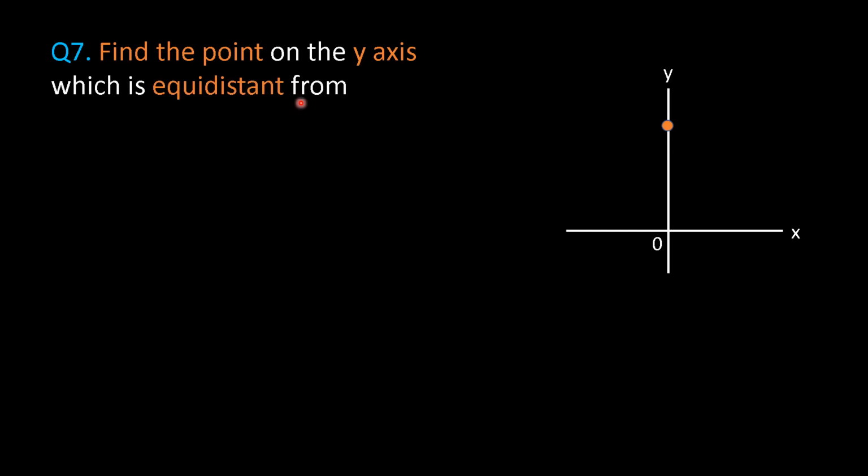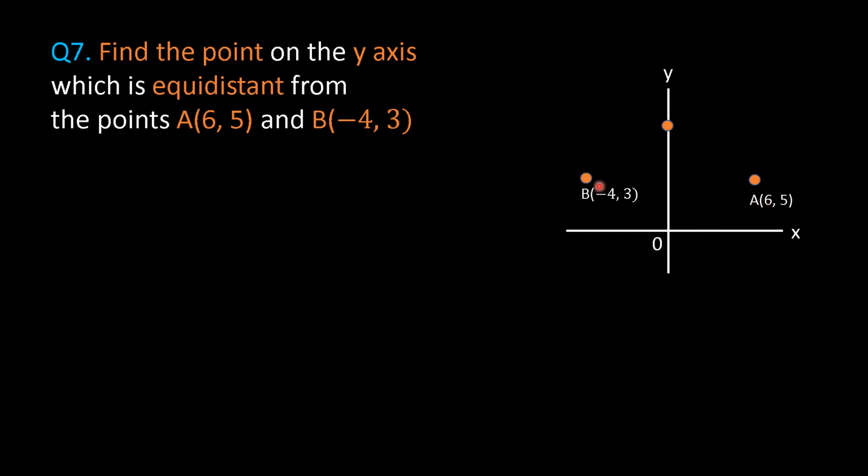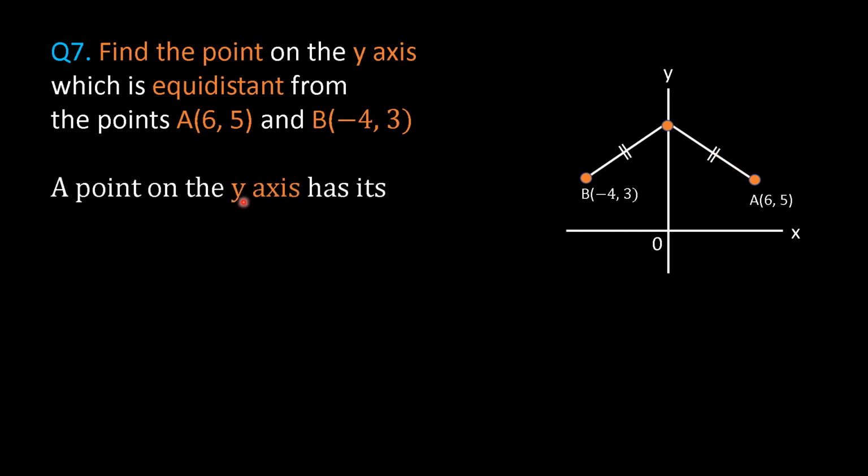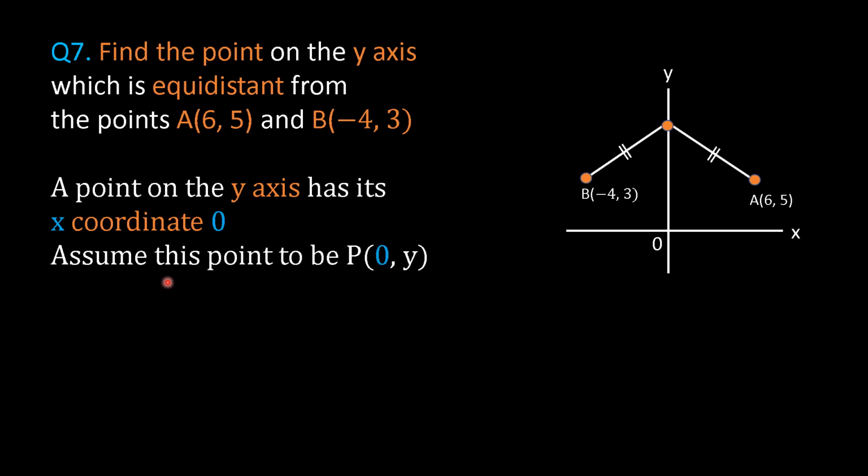In question number 6, we have to find the point on the y-axis. This point we have to find is equidistant from the points A (6, 5) and B (-4, 3). This point and this point, this distance is same. A point on the y-axis has its x-coordinate 0. Therefore, we assume this point on the y-axis to be P(0, y).